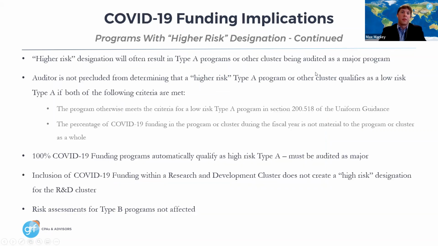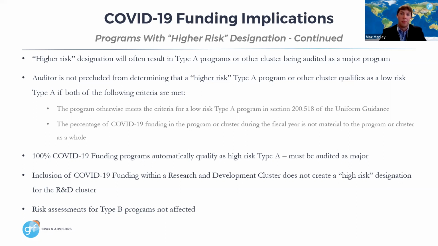So what does it mean if a program is considered high risk by the federal agencies? Well, often that does mean that if you have a type A program or a cluster of programs that includes COVID funding, it will end up being a high risk type A program and therefore will need to be audited as a major program. However, that is not always going to be the case. There are 2 criteria that can provide for a low risk assessment on a type A program, even if that program is considered higher risk by the federal agencies.